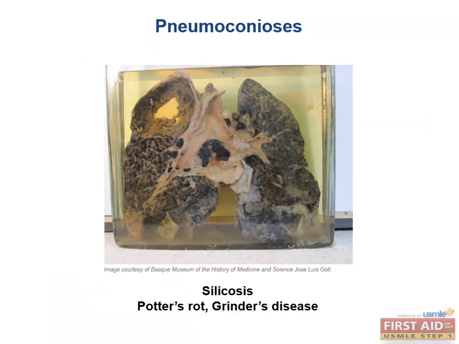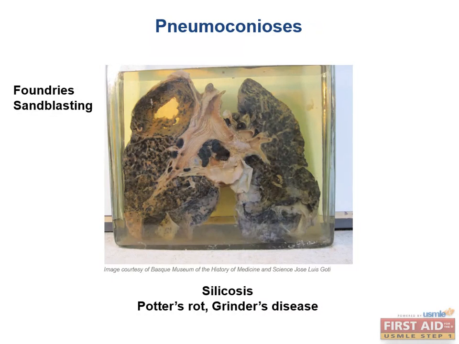Silicosis is known as Potter's rot or Grinder's disease. This is a picture of a patient with silicosis and tuberculosis. What's the exposure to look for on the boards? This is associated with exposure to the byproducts of mining, such as foundries and sandblasting.